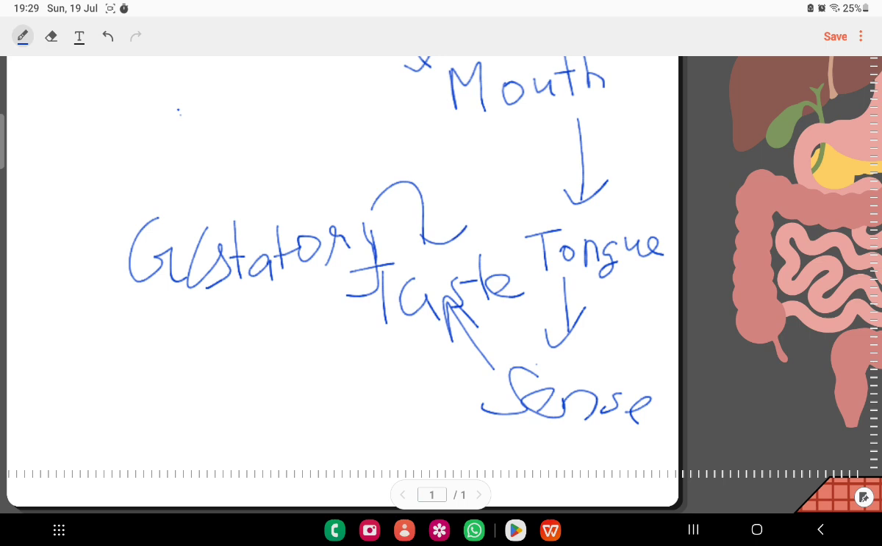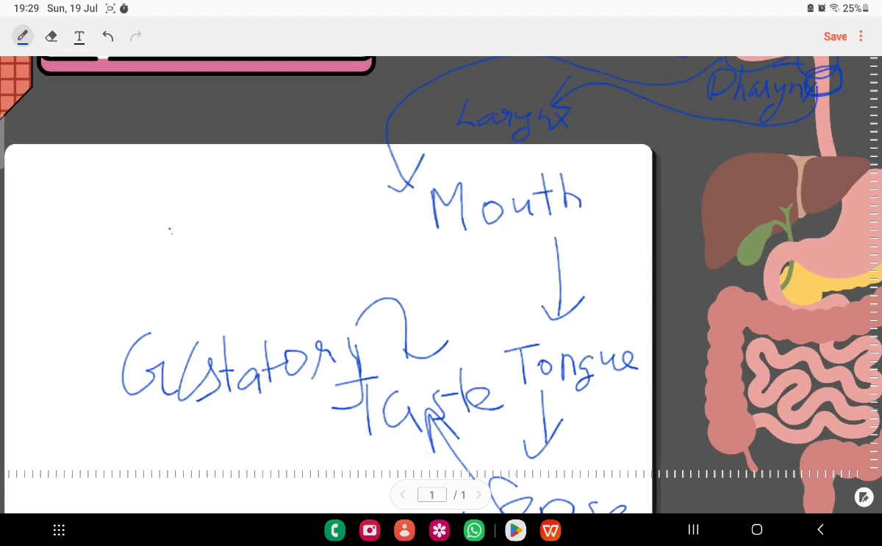Gustatory receptors help us to taste the food, to check if it is good for our health or not. If it is too extreme, then we will make a coward face or something like that, and we will avoid the food. So this is made to test it.